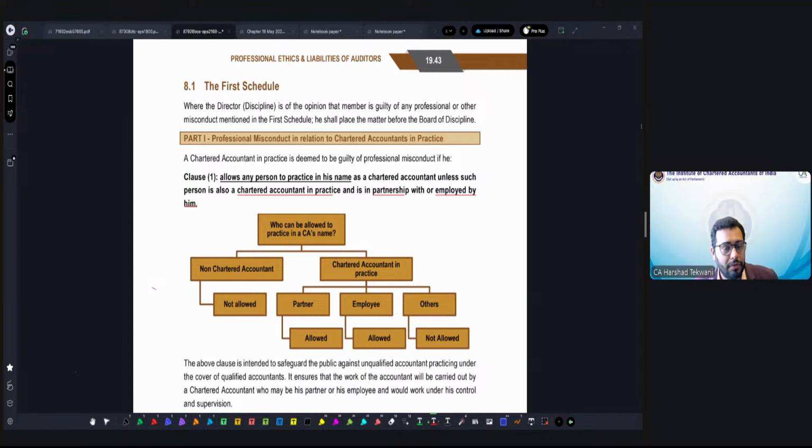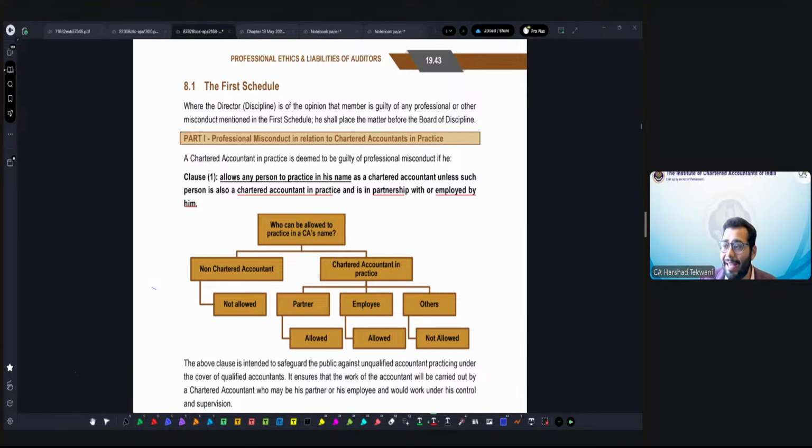Now in clause 1, I'm saying that I shall only allow a CA in practice to practice in my name, who should be a partner or employed. But on the other hand, I'm saying if I allow a member to be a partner, then he can be a partner, but he cannot practice in my name. Then how can he be a partner? So there will be a conflict.